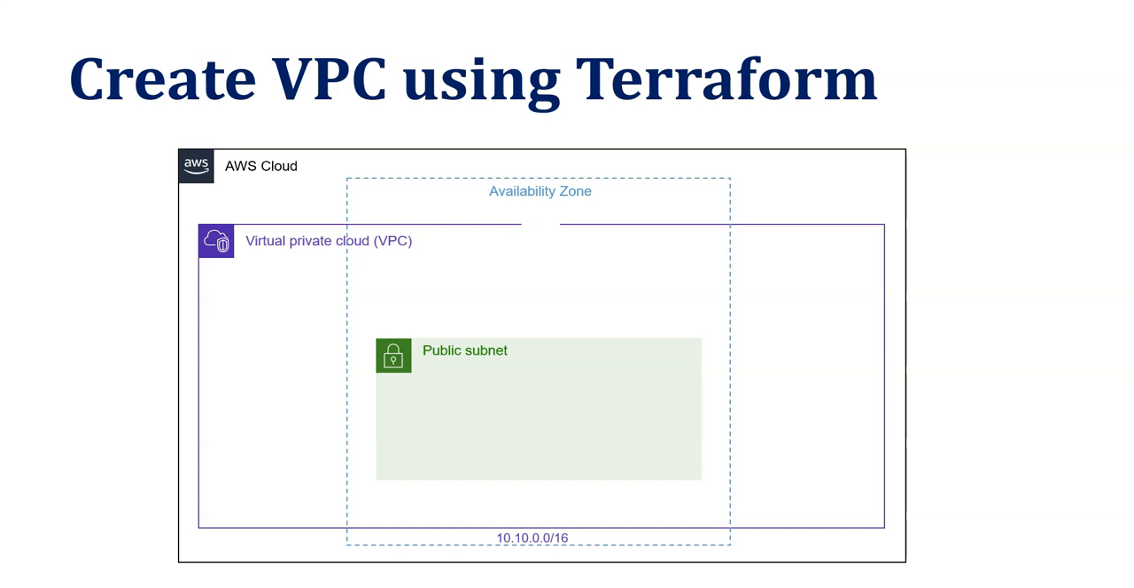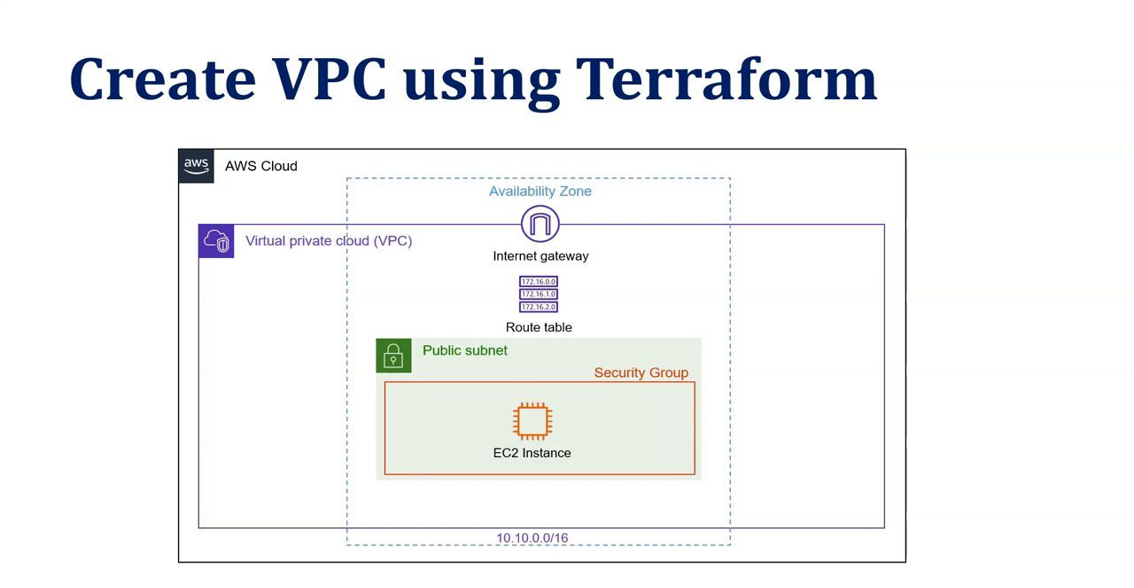Then subnet, as we are launching only one subnet, that is going to be a public subnet. Then internet gateway, to give internet access to our instance. Of course, we need to create an internet gateway. Then route table along with the route table association. Then security group. At last, an EC2 instance. These are the resources we are going to create as part of our VPC manifest file.